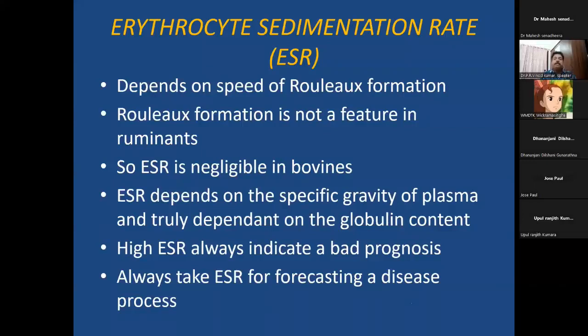When there is a disease process, acute or chronic, the globulin level increases. See, the albumin is more dense than the globulin. So what will happen if the globulin content of the blood plasma increases? The specific gravity of the plasma decreases because of the high amount of globulin. And so what will happen to the ESR? The RBCs and all the cells will settle down very easily. That means when there is an increased globulin fraction of the blood, ESR is more.